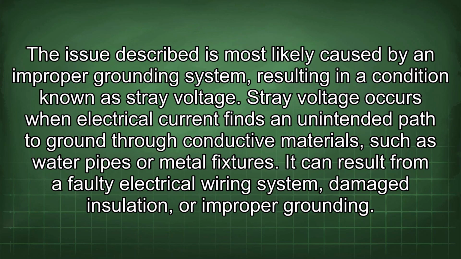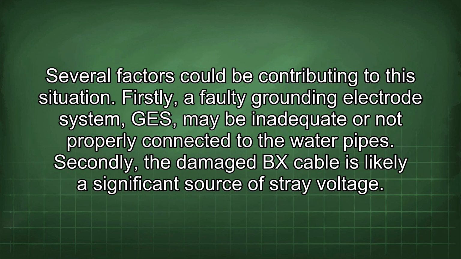The issue described is most likely caused by an improper grounding system, resulting in a condition known as stray voltage. Stray voltage occurs when electrical current finds an unintended path to ground through conductive materials such as water pipes or metal fixtures. It can result from a faulty electrical wiring system, damaged insulation, or improper grounding. Several factors could be contributing to this situation.